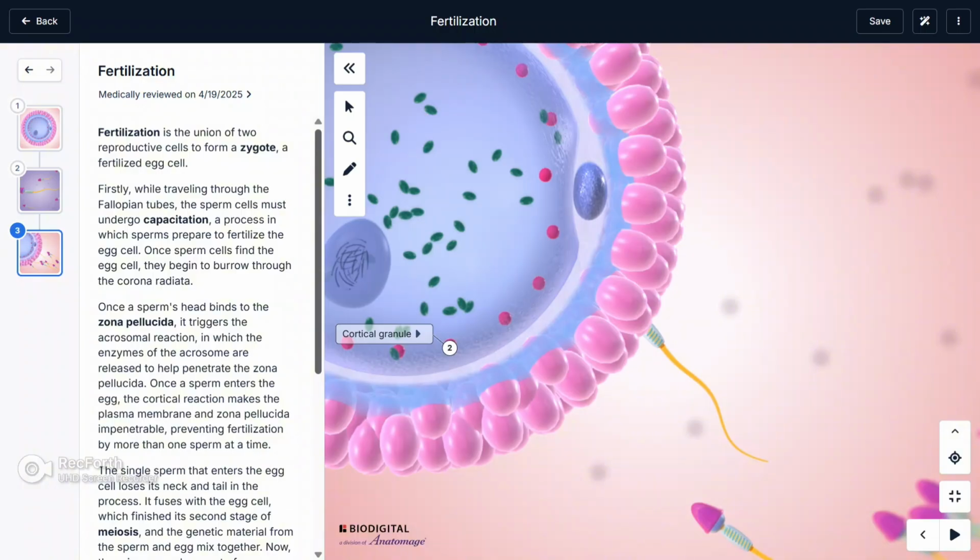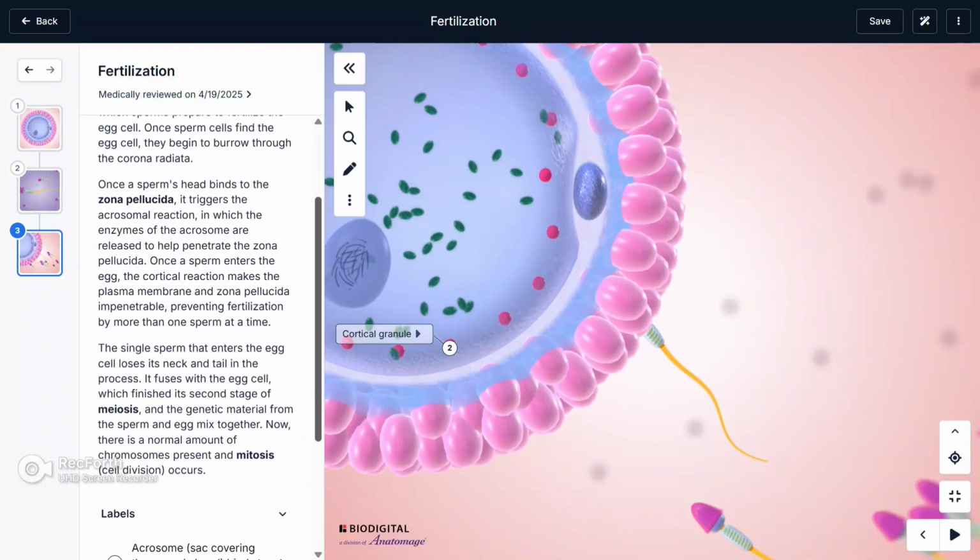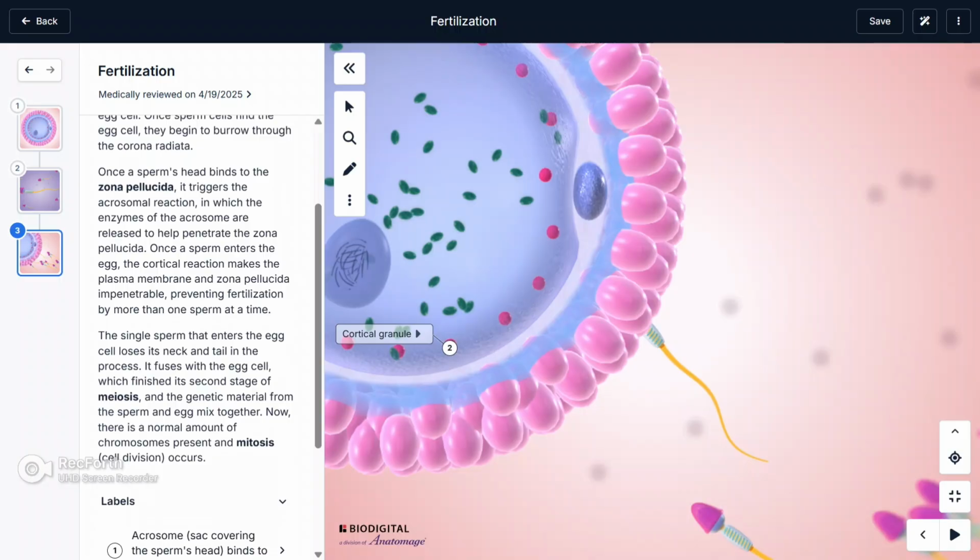Once a sperm enters the egg, the cortical reaction makes the plasma membrane and zona pellucida impenetrable, preventing fertilization by more than one sperm at a time. The single sperm that enters the egg cell loses its neck and tail in the process.